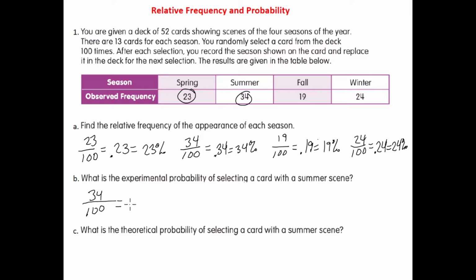If we want to put this as a fraction here, or as a ratio, we could reduce it to 17/50ths. Again, as a decimal, that's 34 hundredths, and as a percent, 34%.